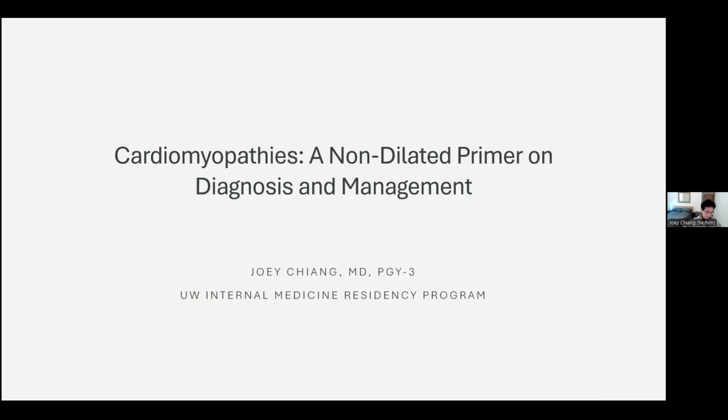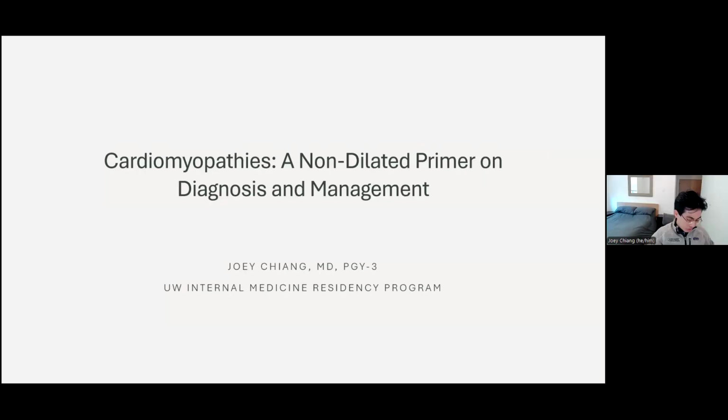I know that there's been a lot going on, and this will be recorded, so feel free to prioritize what's most important for you, whether that's learning here or your own self-care. But I'm here to prioritize cardiomyopathies at present, really focusing on how to diagnose and manage this well.